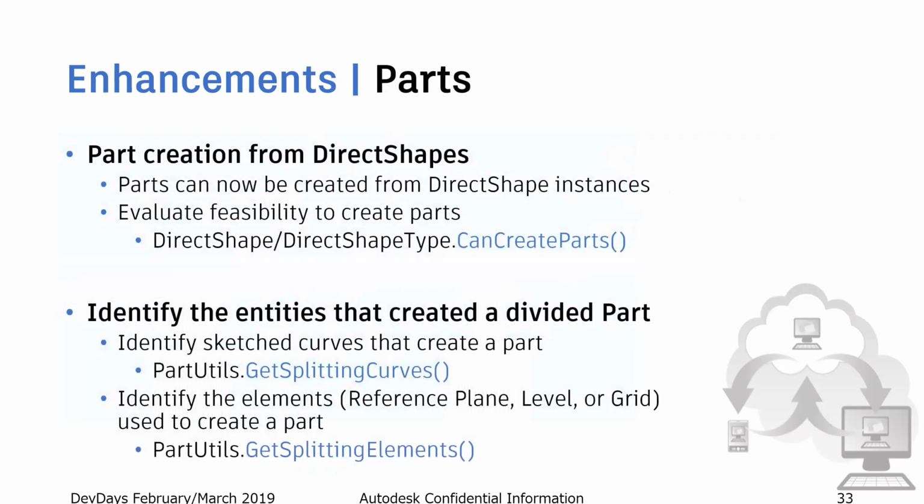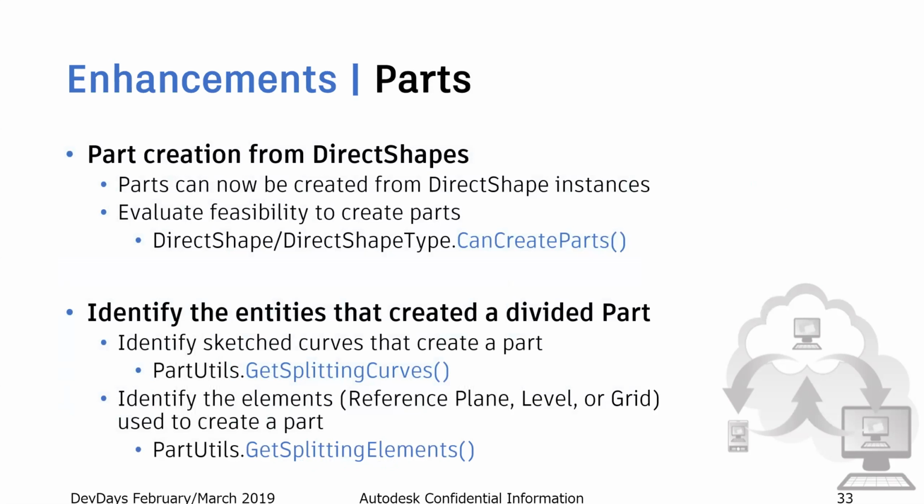So as I mentioned, parts can now be created from direct shapes. There's actually no new API for this, but direct shapes are essentially now an object that can participate in the existing parts APIs. And then the one new API here is that you can check whether a direct shape or a direct shape type can create parts or not, because there are a number of reasons why part creation on a direct shape could fail due to the complexity of the shape and other factors.